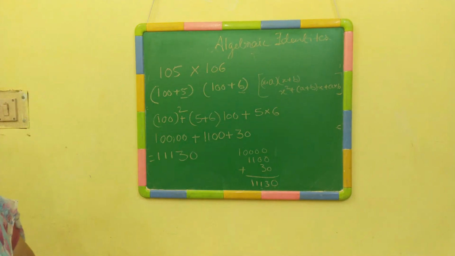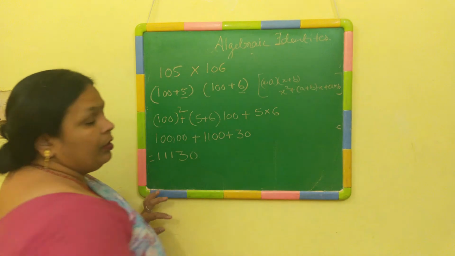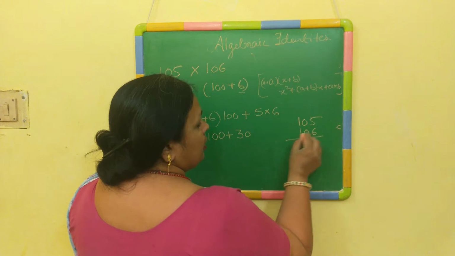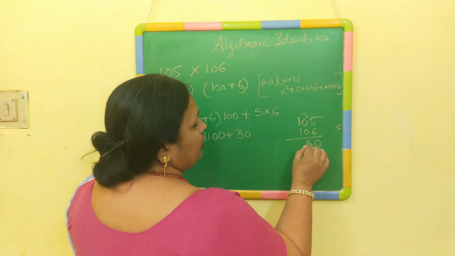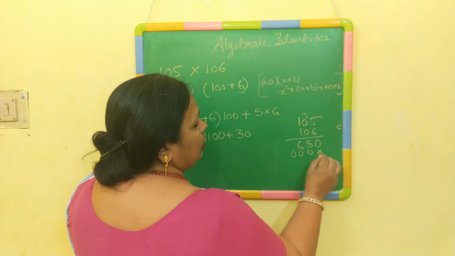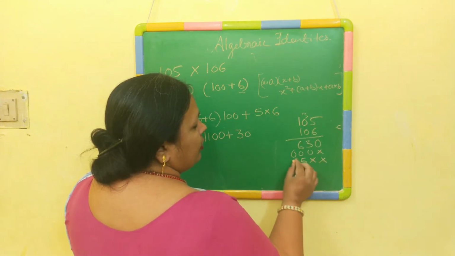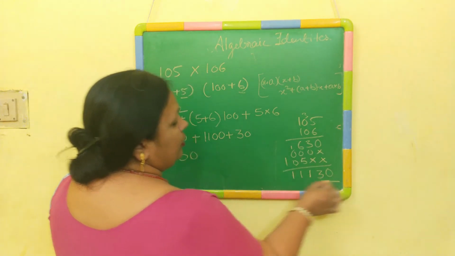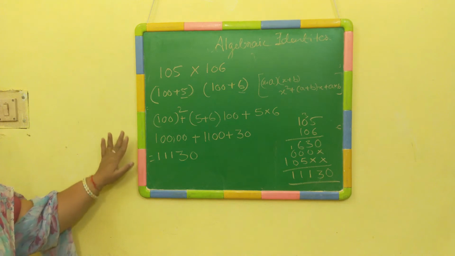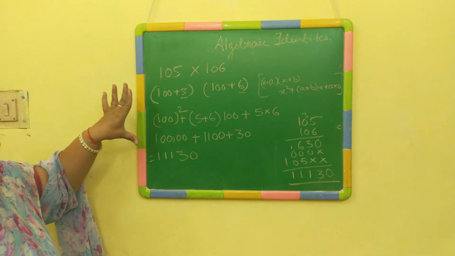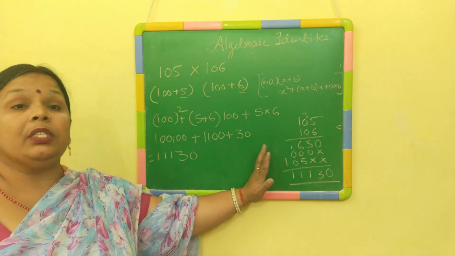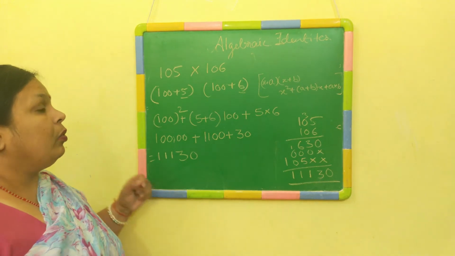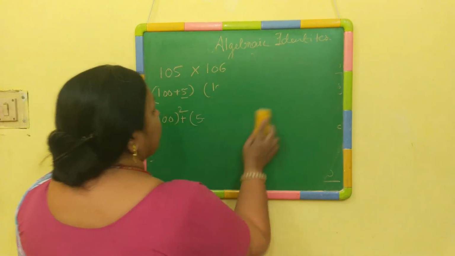If you practically multiply and see, you are going to get the same one. What is it? 105 into 106. 6 5s are 30, 6 0 0 0, 5 0 and 1, 0 3 1 1, carry 1 1. See, we have used the identity and solved it, and the same thing we can get, but this is not expected from higher class kids. Clear? Now we will be taking one more example.